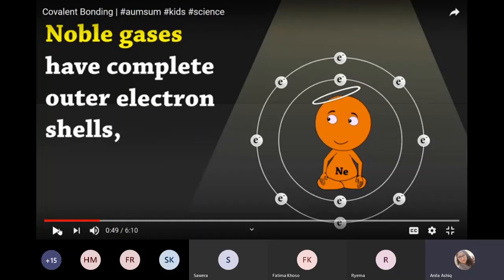I think it's already been very clear that noble gases are the ones which have complete outermost electrons.